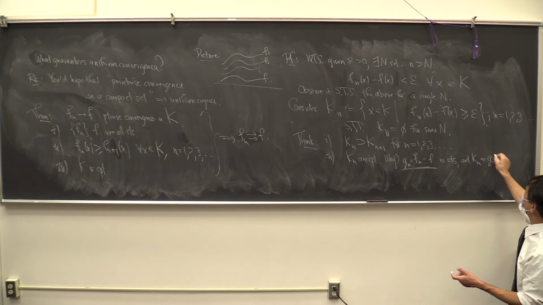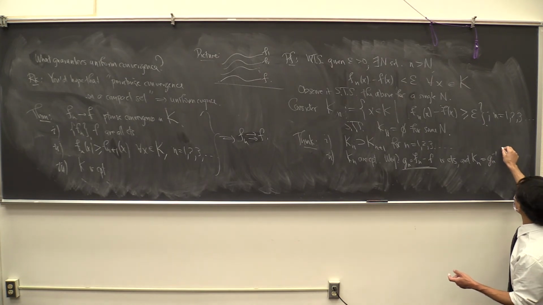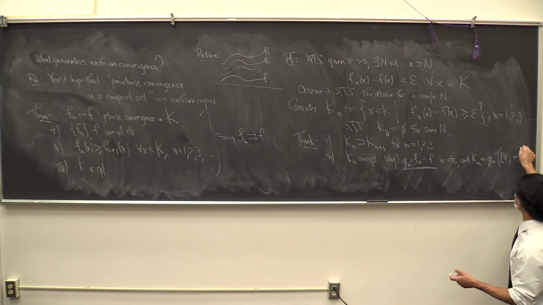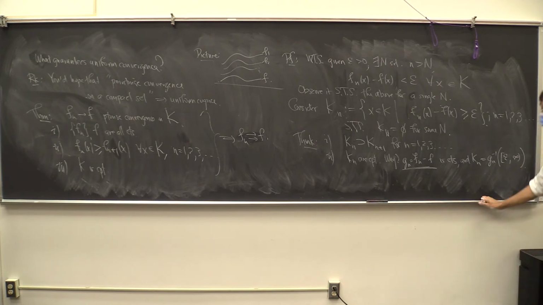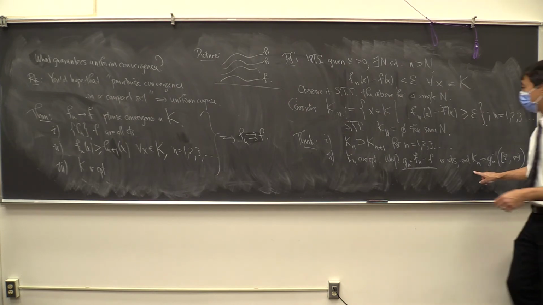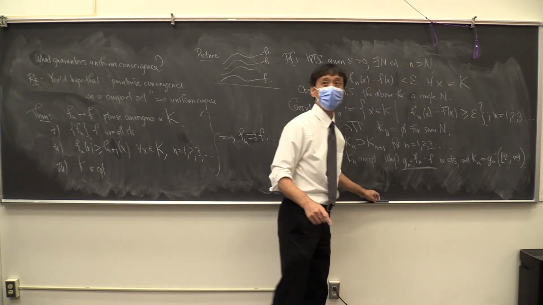And K sub n is the preimage of the closed interval from epsilon to infinity. It's all the points where the difference is bigger than or equal to epsilon. So it's the preimage, through g sub n, of the closed interval epsilon to infinity. So it's the preimage of a closed set through a continuous function. You remember that continuous functions pull back closed sets to closed sets and open sets to open sets. So K sub n is closed, and it's a subset of a compact set, so it's compact.